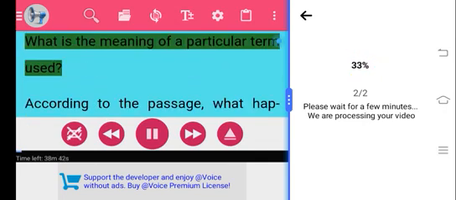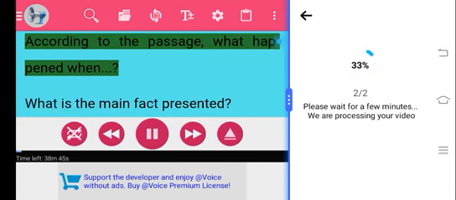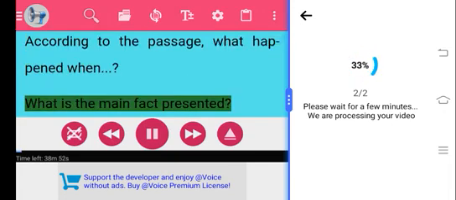Common question types: What is the meaning of a particular term used? According to the passage, what happened when? What is the main fact presented?